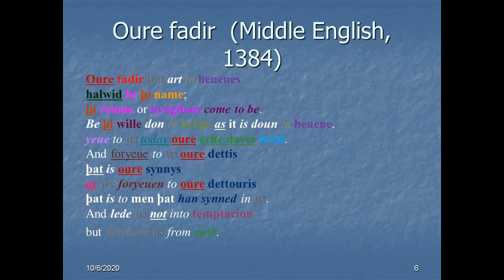And if we look down further, we have the lines, "Forgive to us our debts, that is, our sins." So again, he's doubling French, English. "As we forgiven to our debtors, that is, to men that han sinned in us." Again, doubling French and English. He's providing the French term and giving the English translation of it.